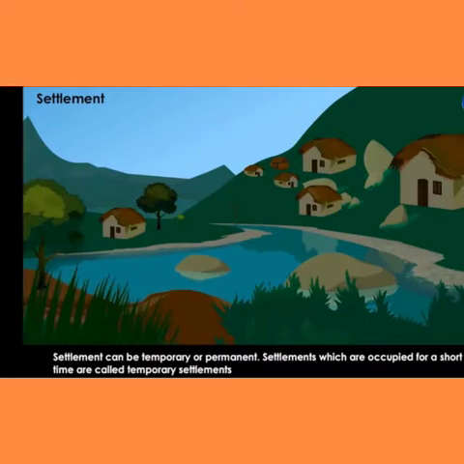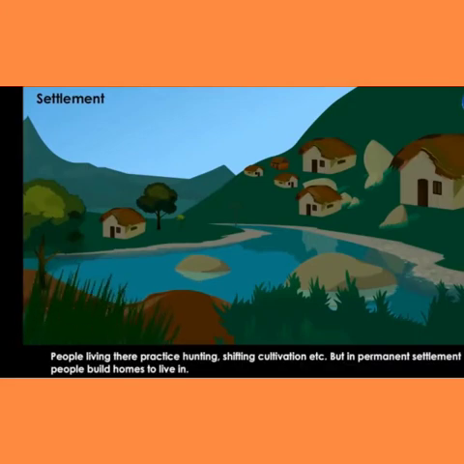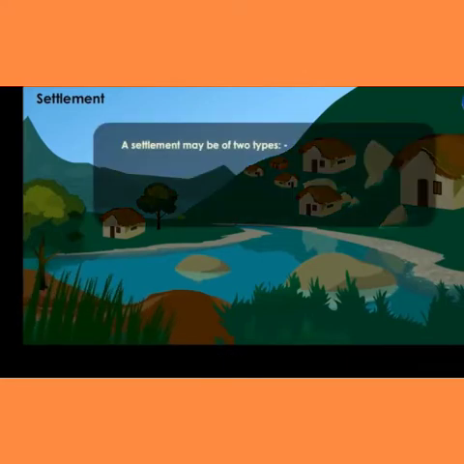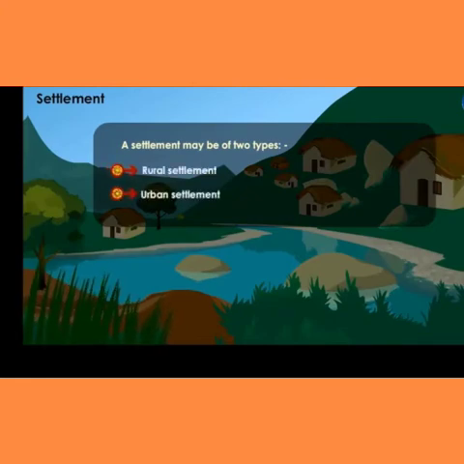Settlements which are occupied for a short time are called temporary settlements. People living there practice hunting, shifting cultivation, etc. But in permanent settlement, people build homes to live in. A settlement may be of 2 types: rural settlement, urban settlement.